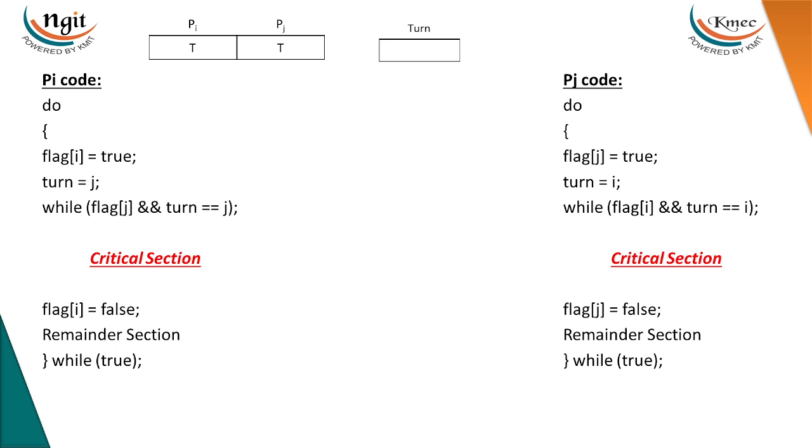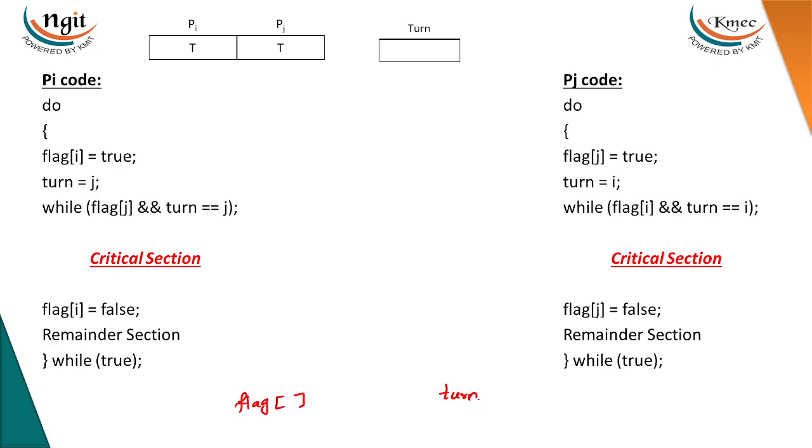Here we need to remember two points. First one, there are two variables, flag and turn. How many variables are there?